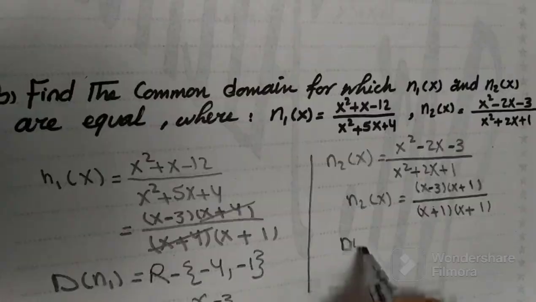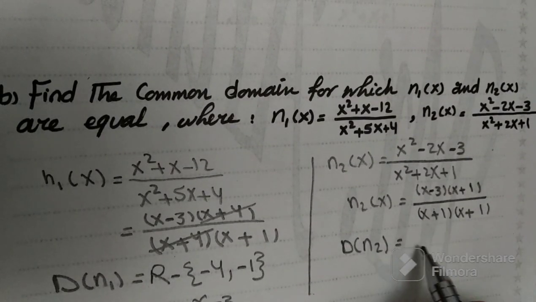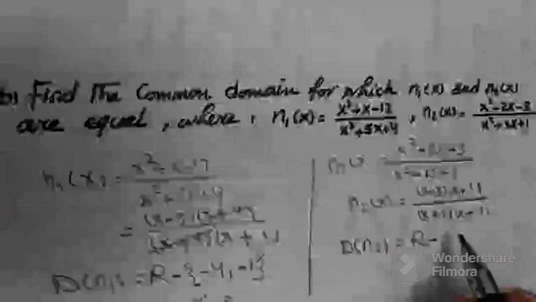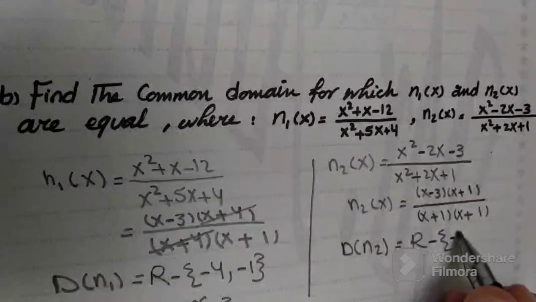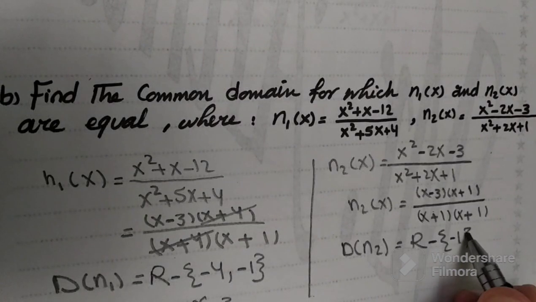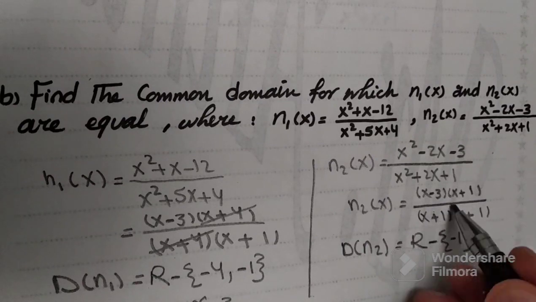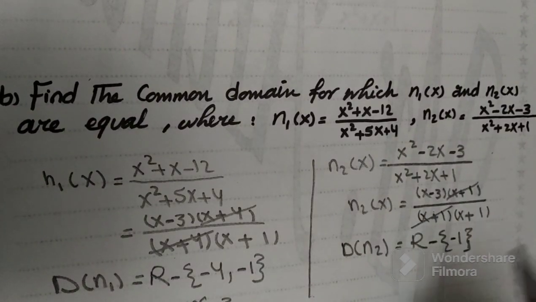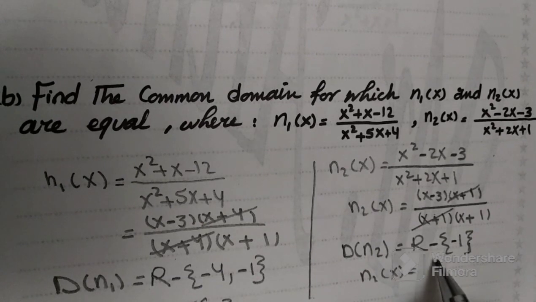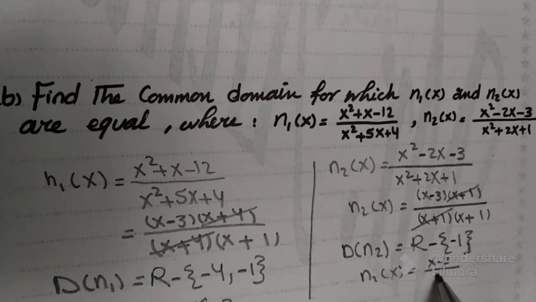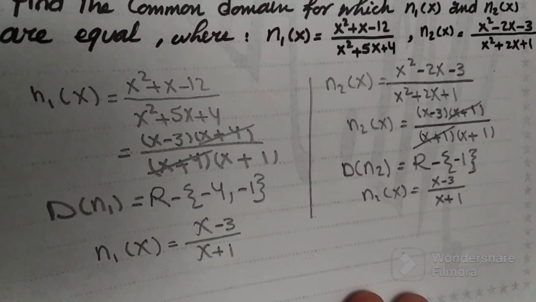Domain of n2 equals R except positive 1 equals negative 1. Simplify x plus 1 with x plus 1. n2 of x equals x minus 3 over x plus 1. Okay.